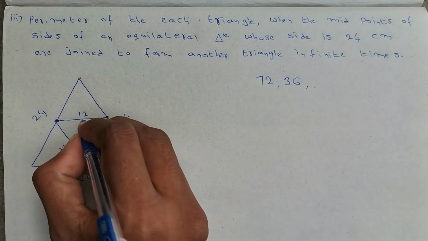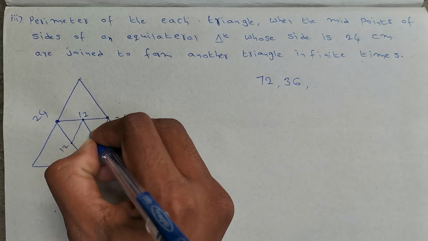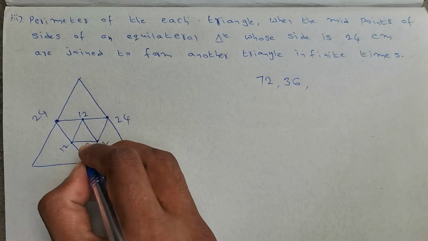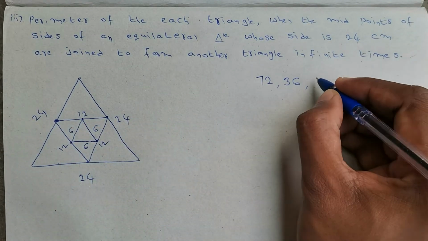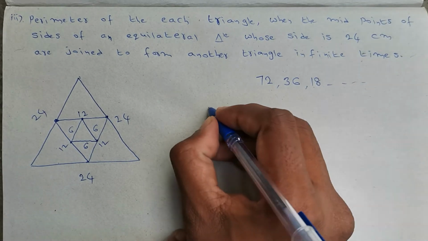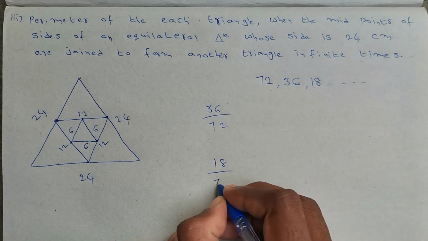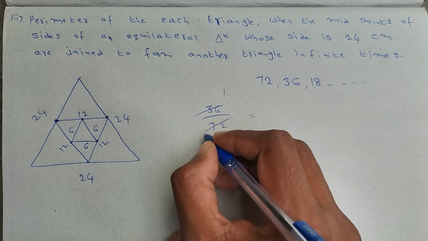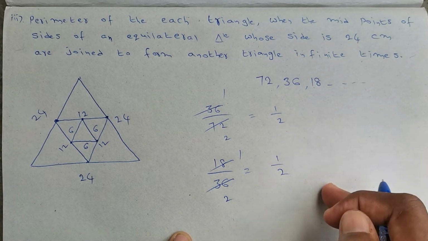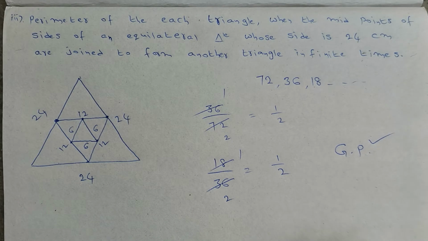Now again, here one midpoint, here one midpoint, here one midpoint. We are joining again all these three midpoints. We will get one more triangle. Again this side will be half of that one. Half of 12 is 6. So this is 6, this is 6, this is 6. So 6, 6, 6, 18 and so on. Now if we observe, second term 36 divided by first term 72, third term 18 divided by second term 36. 36 ones are 36, twos are 1 by 2. 18 ones are 18, twos are 1 by 2. Here the ratio is the same. So we can conclude this is in GP.